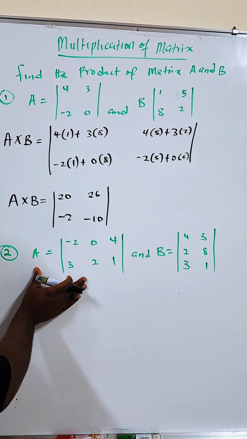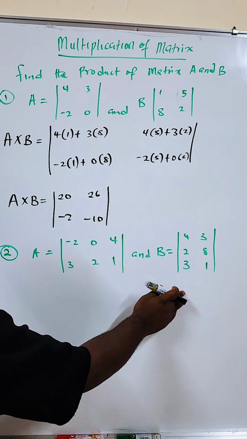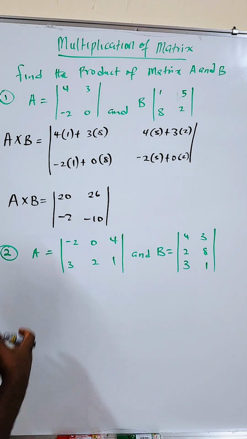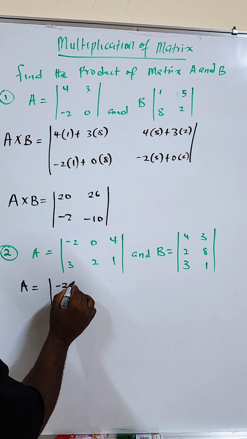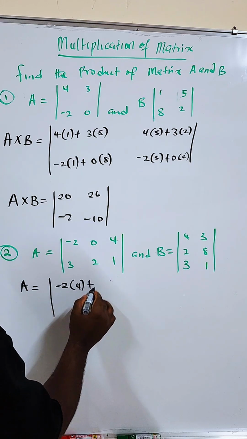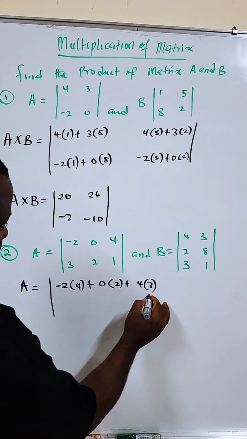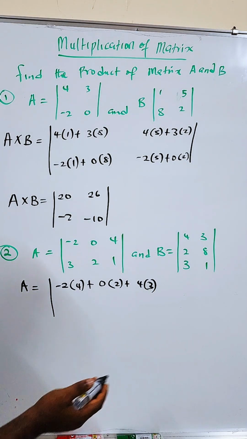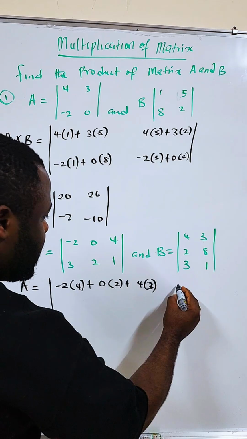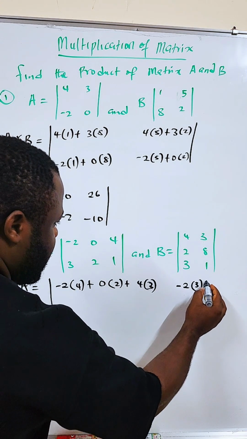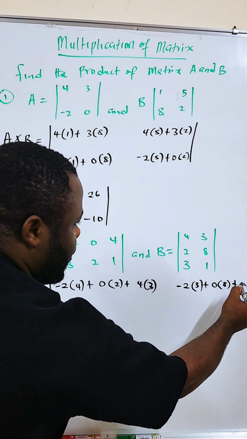Now we are going to multiply the matrix A with B. You discover that the columns of the first matrix are 3 and the rows of the second are 3. So it's allowed to multiply. The result will be a 2 by 2 matrix. You have negative 2 multiplied by 4, then plus 0 multiplied by 2, then plus 4 multiplied by 3. That is the first row. Then we do the same with 3: negative 2 by 3 plus 0 by 8 plus 4 by 1.